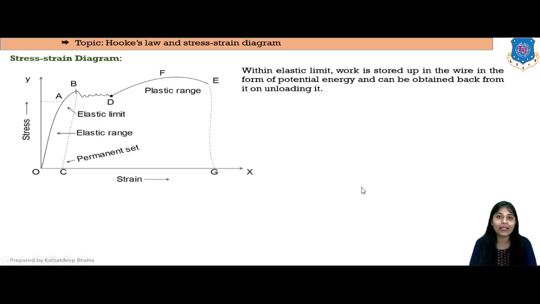Within elastic limit, work is stored up in the wire in the form of potential energy and can be obtained back from it on unloading it. On crossing the elastic limit, the crystal structure of the metal may get affected, and then work done is converted into heat energy. So this work done can be obtained from the area under the load extension curve or stress strain curve. In our case, the area under the curve OA, BD, FEG gives the work done per unit volume during the process.